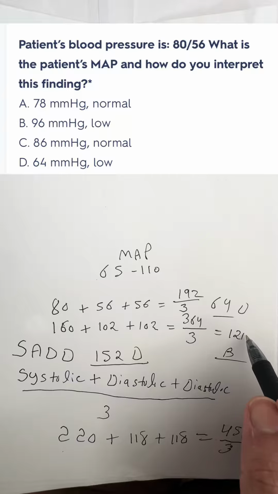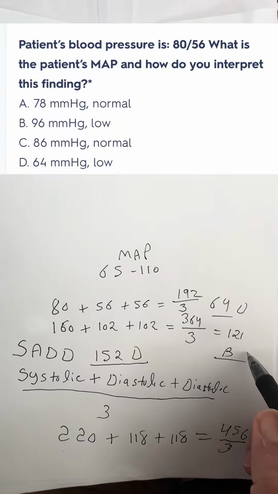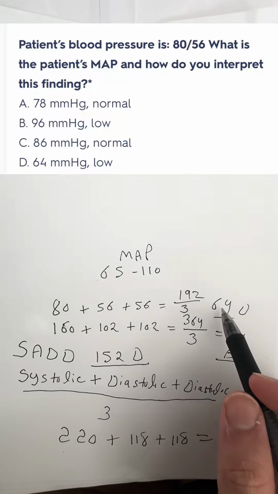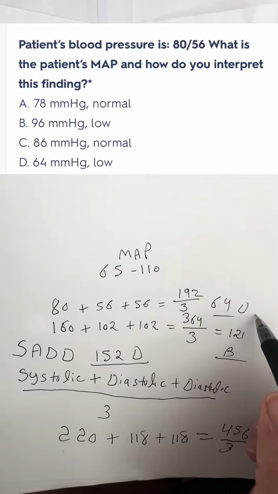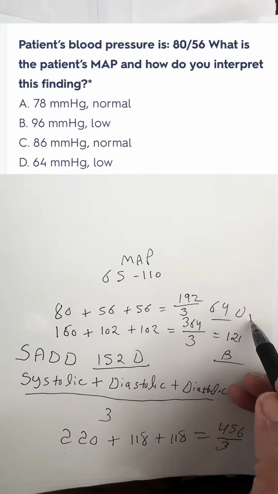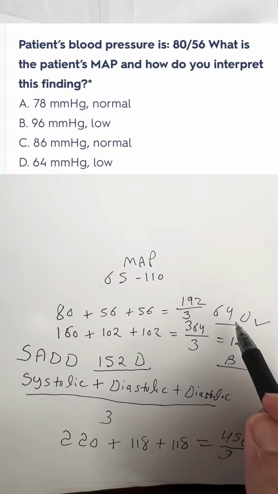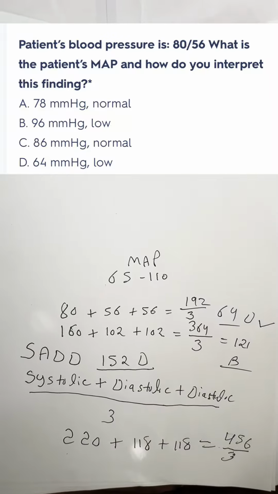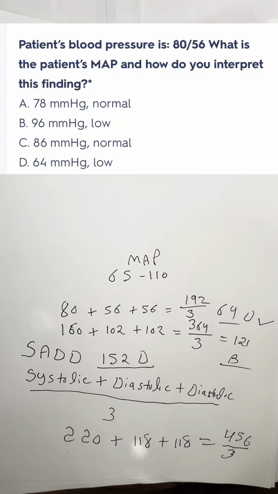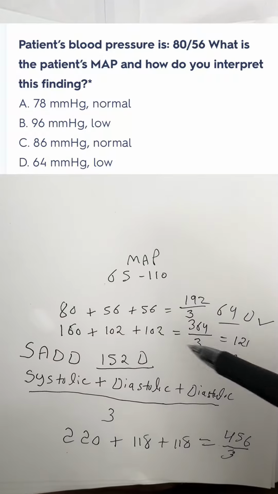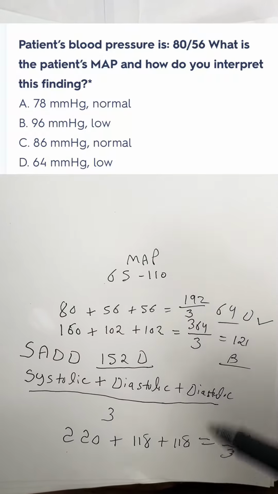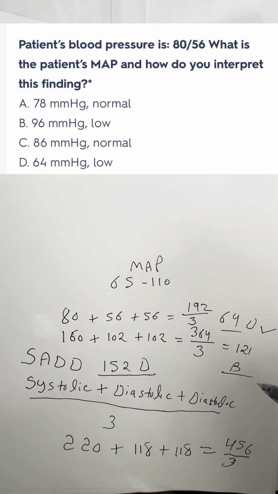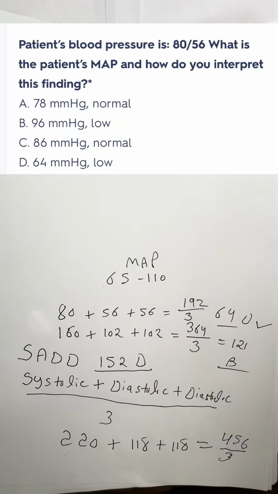Next one we got 121. 121 is also on the higher side, also going towards the bad side. Lastly we got 64, so of the three, this is the closest to the normal range. So you got my point, right? That means organs are not perfusing well. Either they have very low pressure or very high pressure, and that is going towards organ failure.